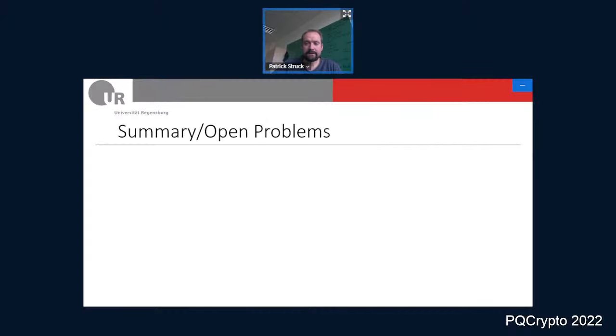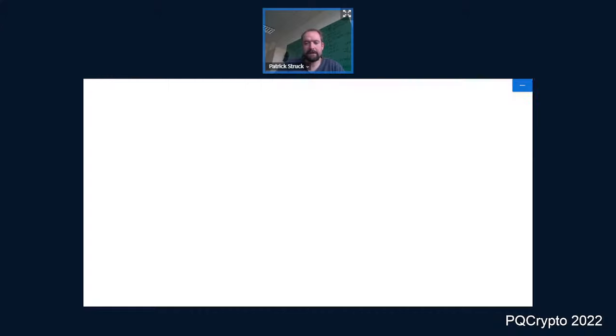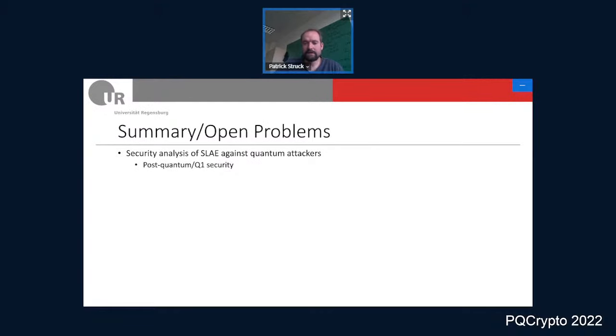So let me wrap up and conclude with some open problems. So we were looking into the security of this sponge-based authenticated encryption scheme SLAE against quantum attackers. We showed security in the post-quantum or Q1 sense, and we also analyzed it in the quantum or Q2 sense, where here we showed that we also achieved this INDqCPA security by Boneh and Zhandry, whereas for the stronger qINDqCPA security notions by Gagliardoni et al. and Mossayebi and Schnabl, we do not achieve security.